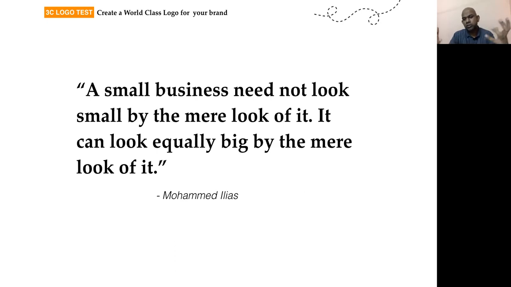What I would suggest to small businesses is that a small business does not have to look small by the mere look of it. Simply because I run a small business, it does not mean I can compromise on my logo. That's not the way it is. Even by running a small business, I can create an equally impressive logo. That thought has to go deep into the minds of small business owners, and they should never ever compromise on the way their brand is represented.